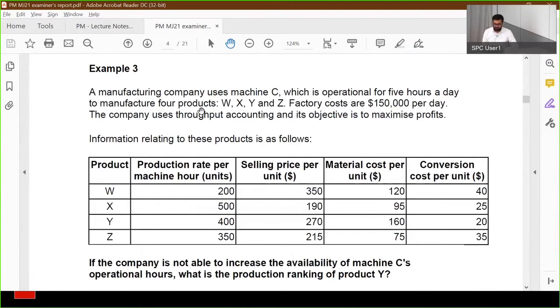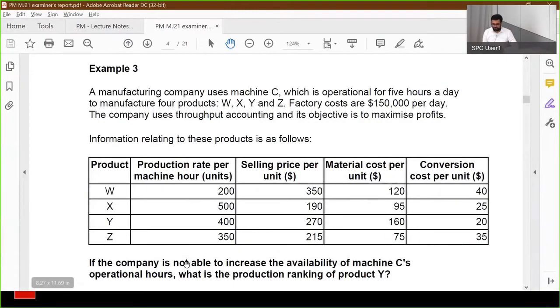Information is given to us with respect to 4 products. We can see they have given us the bottleneck process hours and the production rate per machine hour. If 1 machine hour of this bottleneck process is given to W, then 200 units are produced. Similarly for X it's 500 units, for Y it's 400 units, and for Z it's 350 units. Next, we have the selling price data, material cost per unit data, and conversion cost.